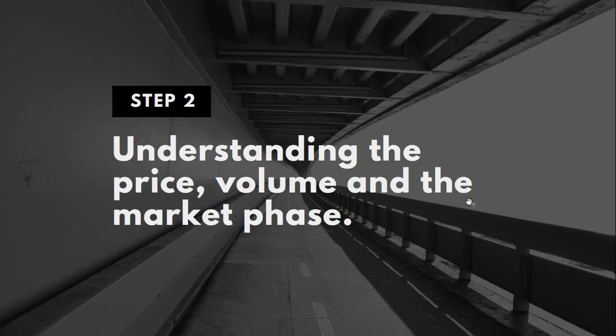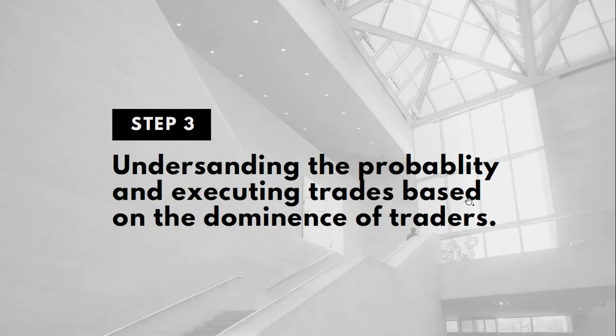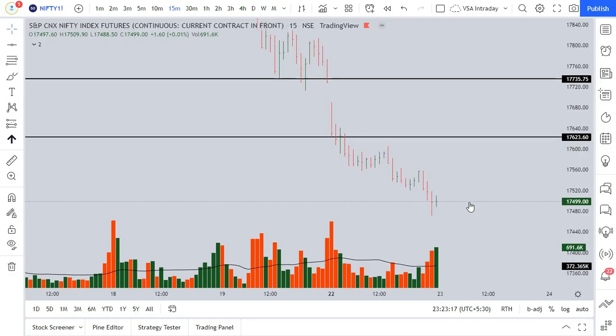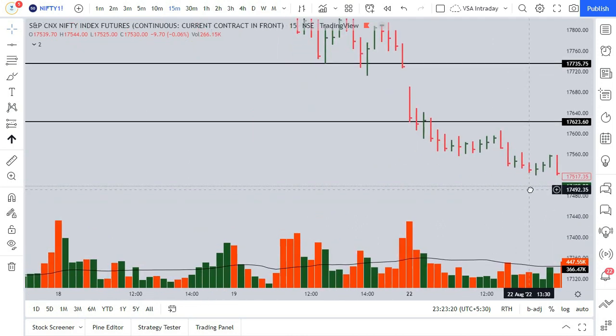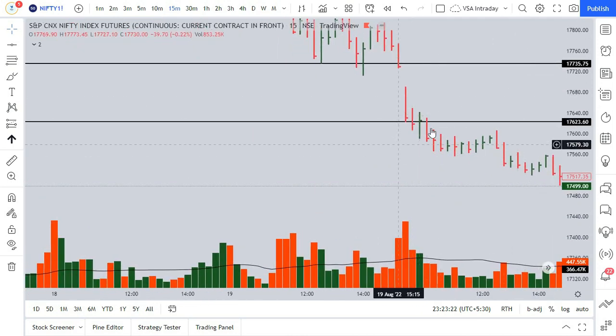And what is the third cause? Third thing right here, understanding the probability and executing trades based on the dominance of traders. So in simple, if I'm just looking for an opportunity right here, you got a perfect opportunity right here.